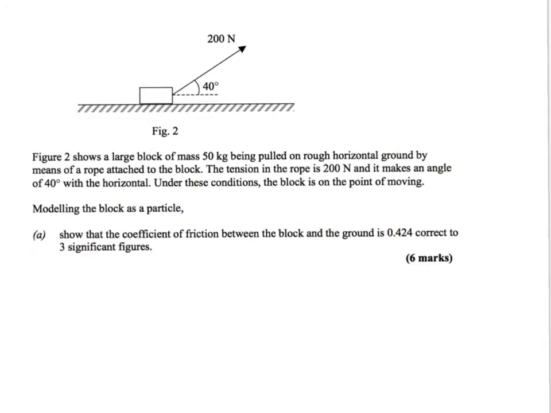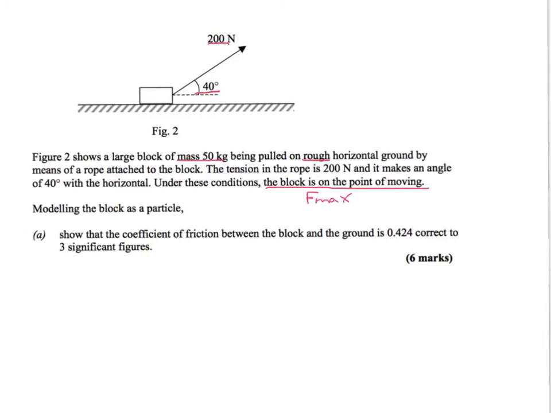Now I'm going to do an example of an exam question. Let's read the question and underline the important bits. Figure 2 shows a large block of mass 50 kilograms being pulled on rough horizontal ground, that means there's friction, by means of a rope attached to the block. The tension in the rope is 200 newtons, and it makes an angle of 40 degrees with the horizontal. Under these conditions, the block is on the point of moving. So that means the friction is F max.